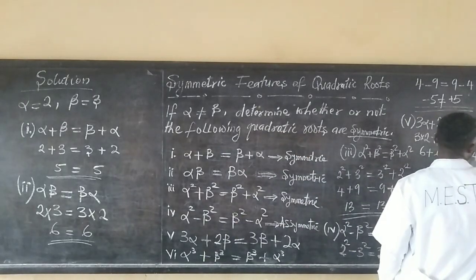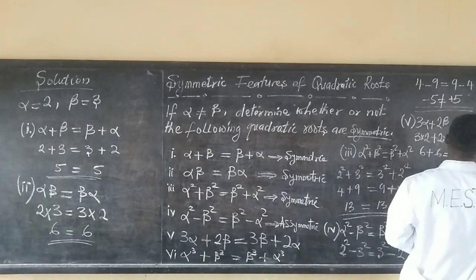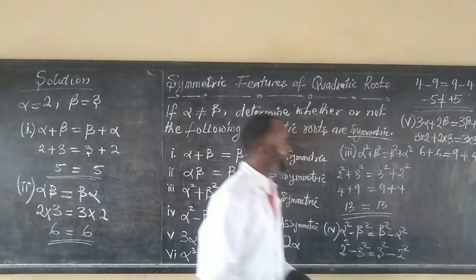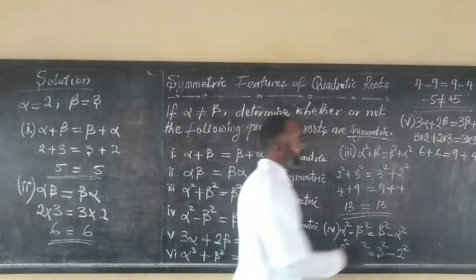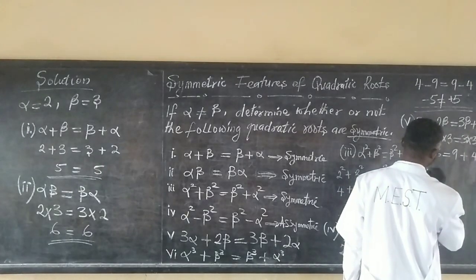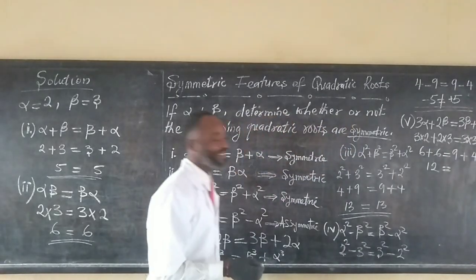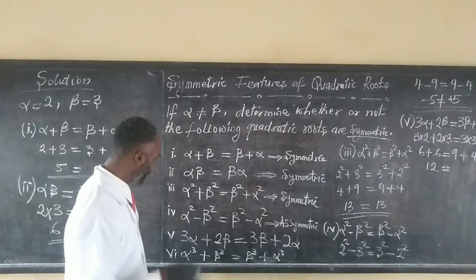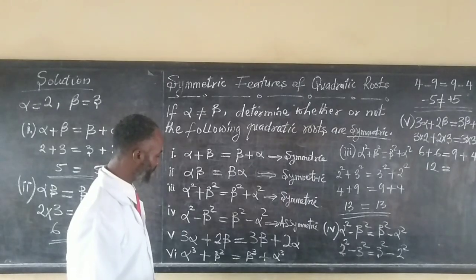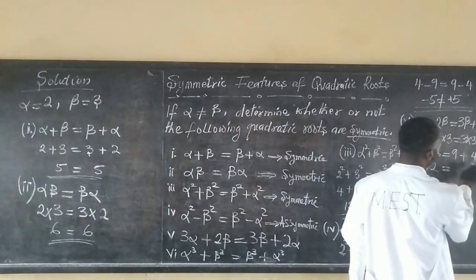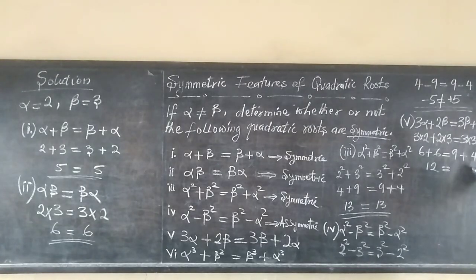Let's make sure that this is very clear for readability. All right, so let's continue. 6 plus 6 is 12. That is it. So 9 plus 4 is 13. What does this tell us? You can see 12 is not equal to 13. So this cancels this. The same thing here.